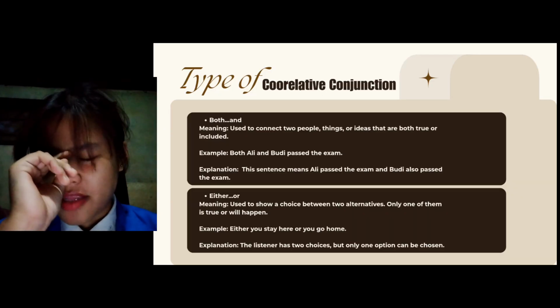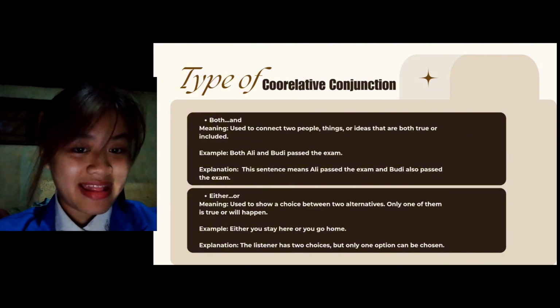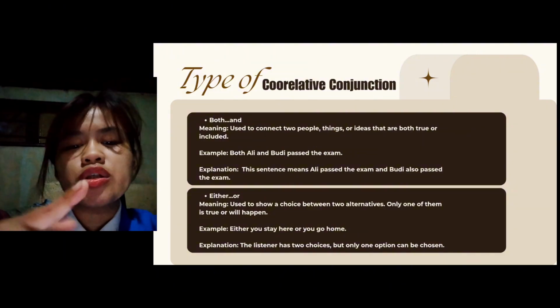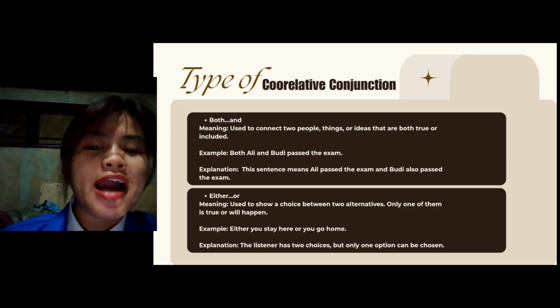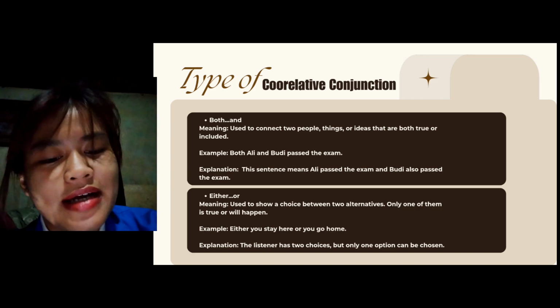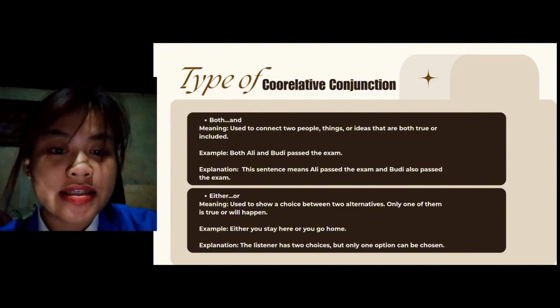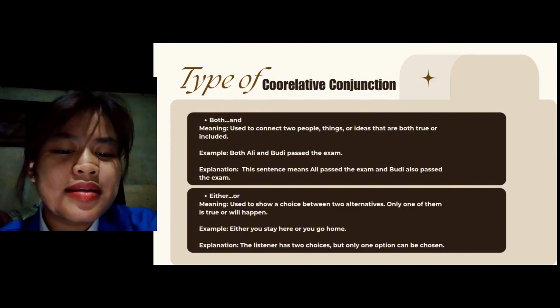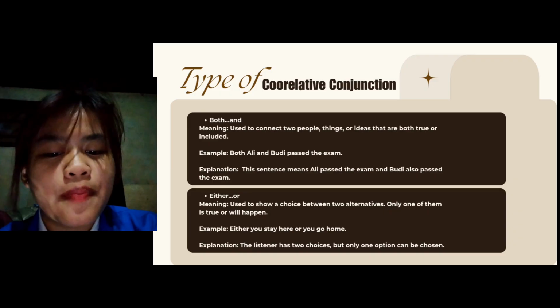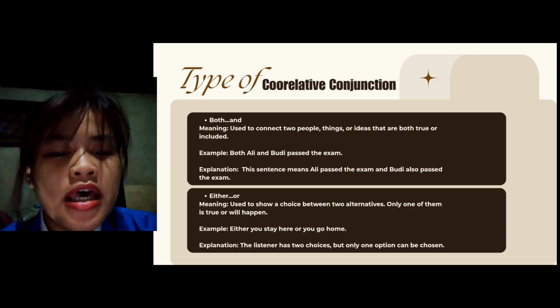Types of correlative conjunction. The first is both and, meaning used to connect two people, things, or ideas that are both true or included. Example: both Ali and Budi passed the exam. Explanation: this sentence means Ali passed the exam and Budi also passed the exam.